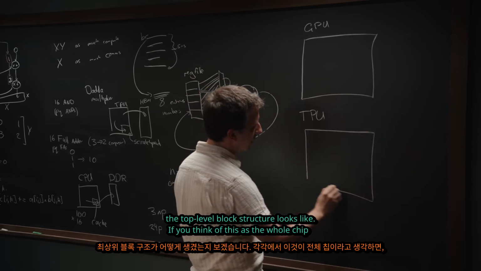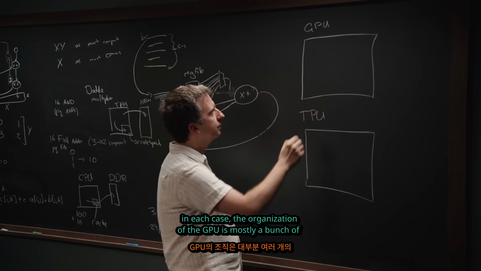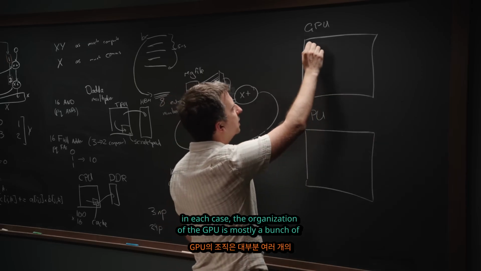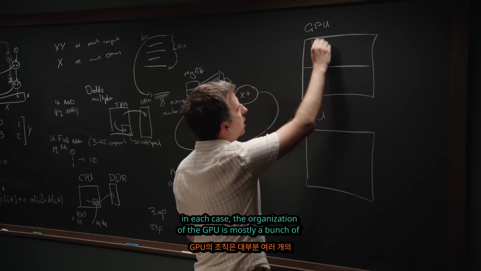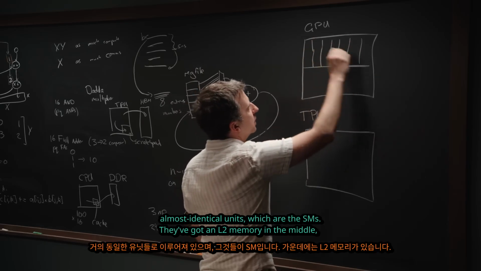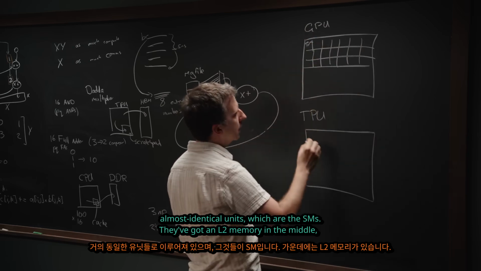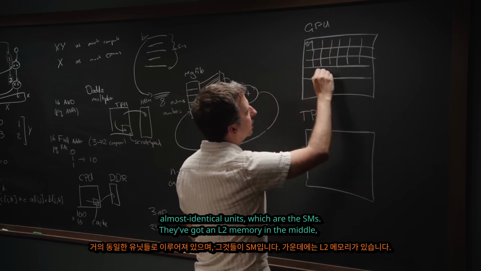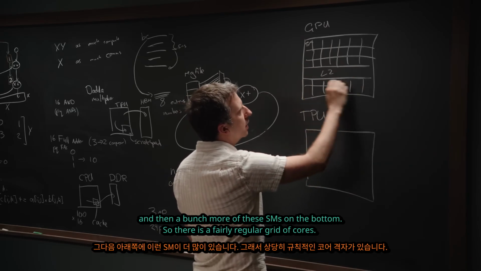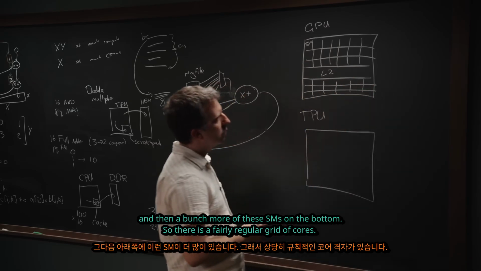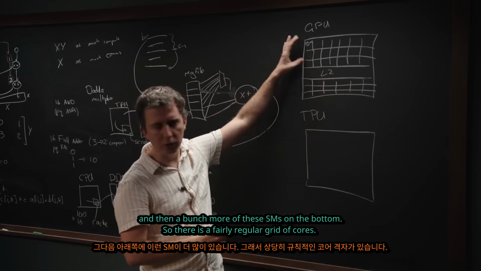If you think of this as the whole chip in each case, the organization of the GPU is mostly a bunch of almost identical units, which are the SMs. Then they've got an L2 memory in the middle, and then a bunch more of these SMs on the bottom. So there's this fairly regular grid of cores.